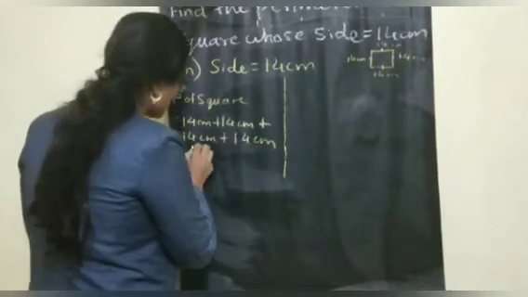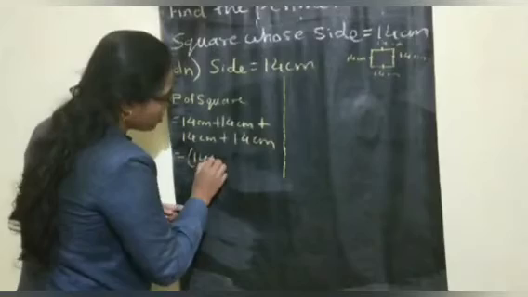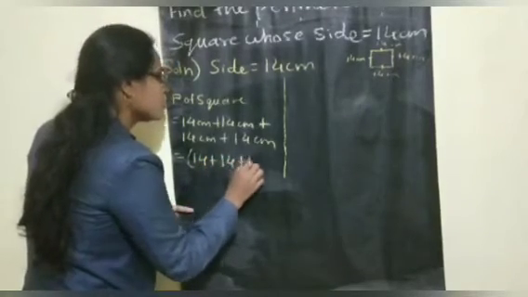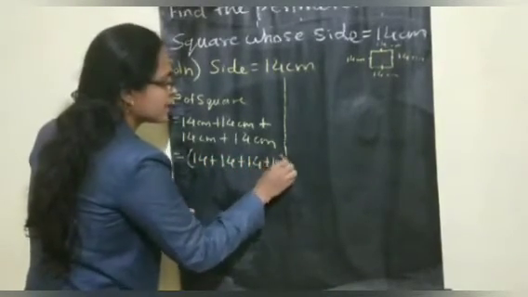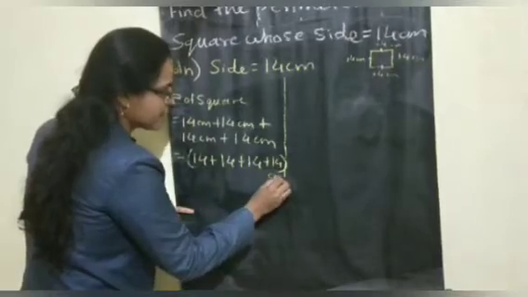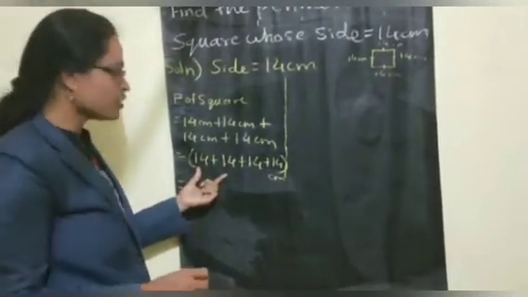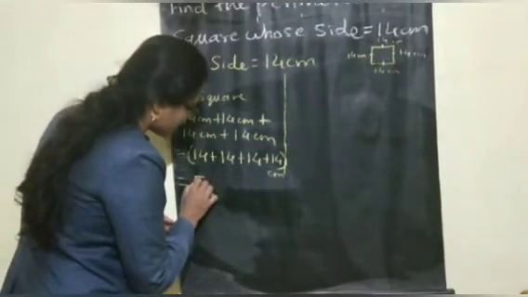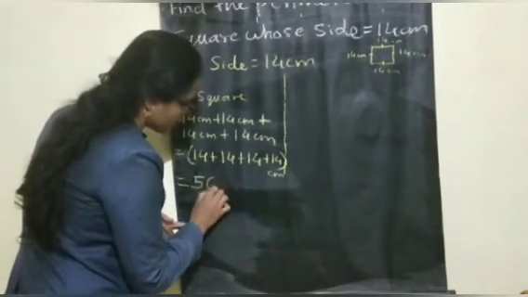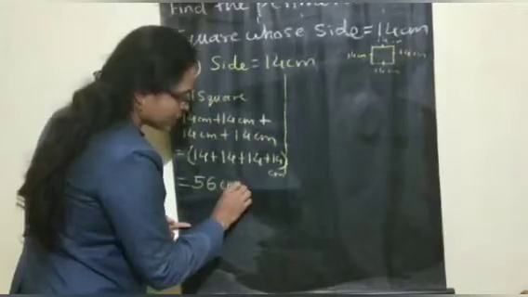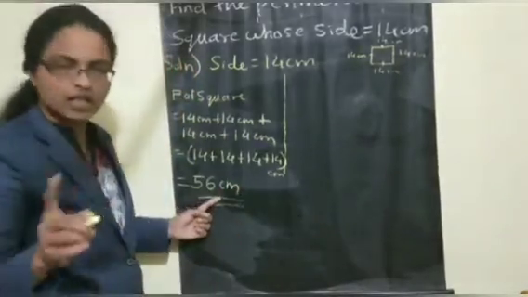So what you have to do? Take all the 14 plus 14 plus 14 plus 14 together and outside you can write centimeter as common. So add now all the 14, 4 times. After adding 4 times 14, you will get the answer 56 centimeter. Only one time you are writing the unit.